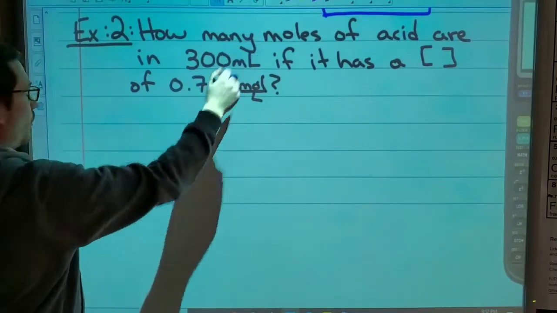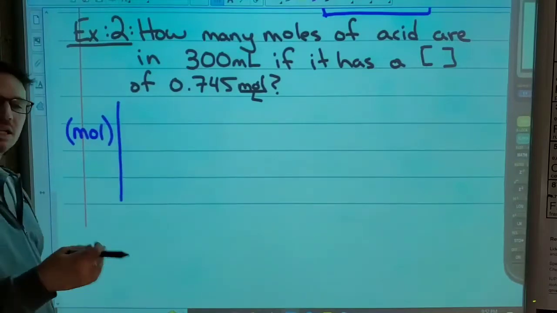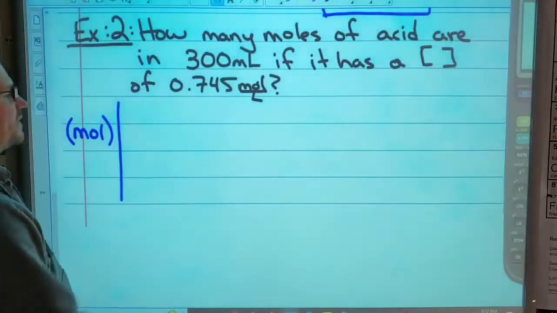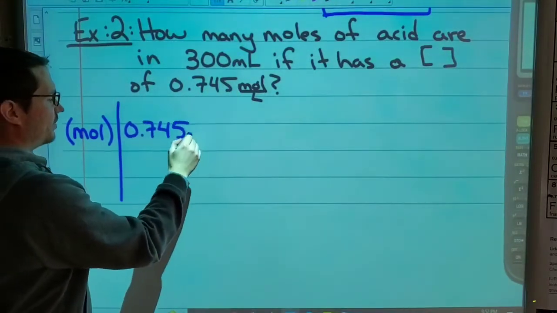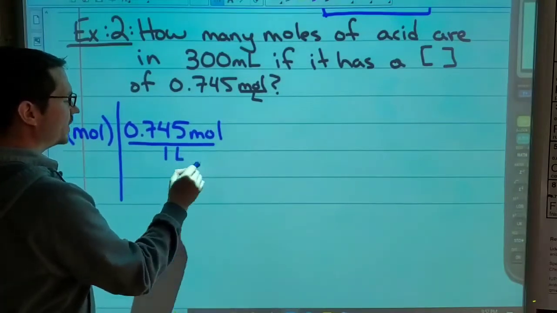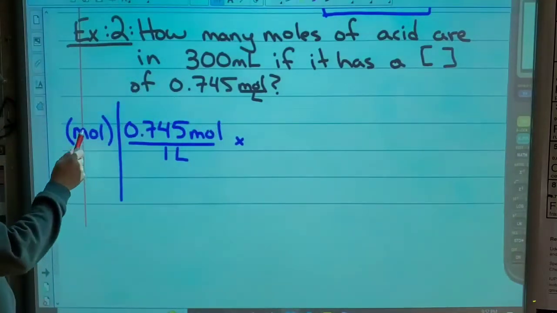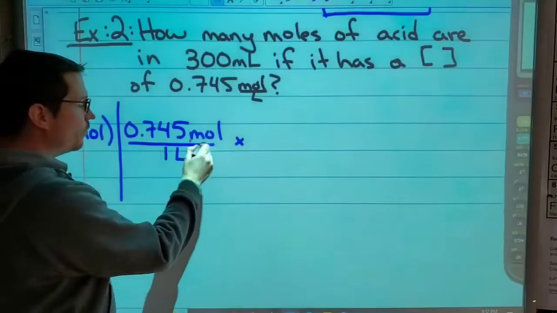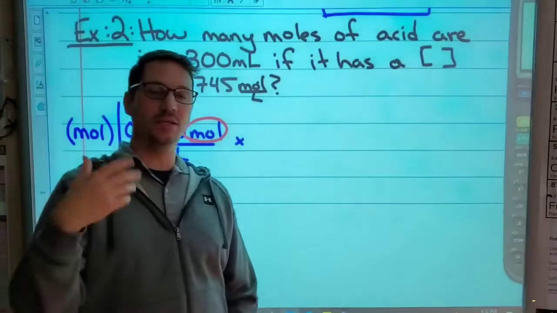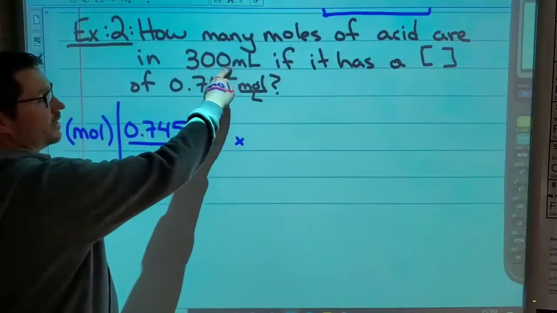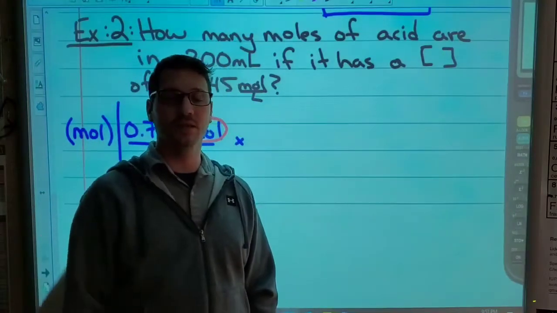So we're looking for moles. Tell yourself that you're looking for moles. We need to start with something that has moles on top. I'm going to start with this molar concentration, 0.745 moles per 1 liter. So this is good. By telling ourselves that we want moles, that means we need to get rid of every other unit. How do we cancel liters? We got to cancel liters with liters. The problem is I see 300 milliliters.